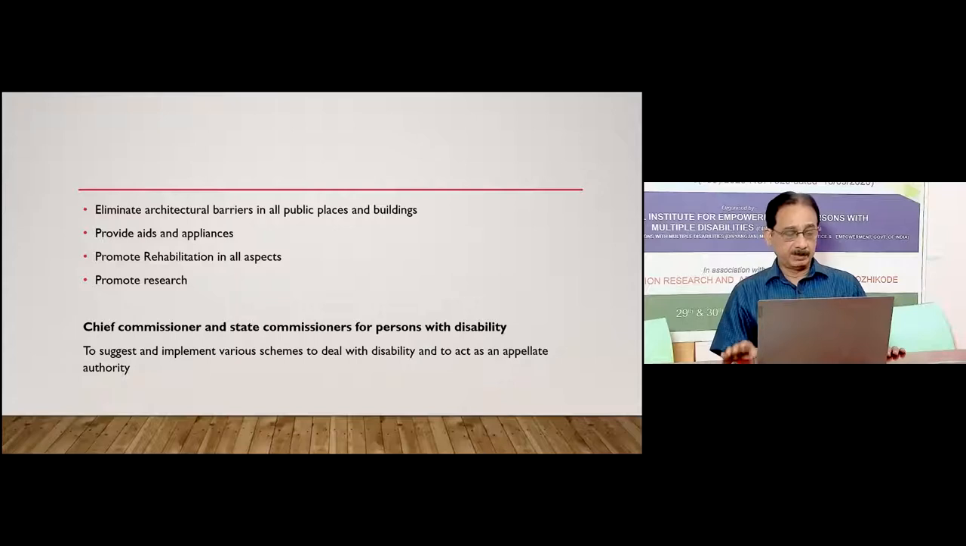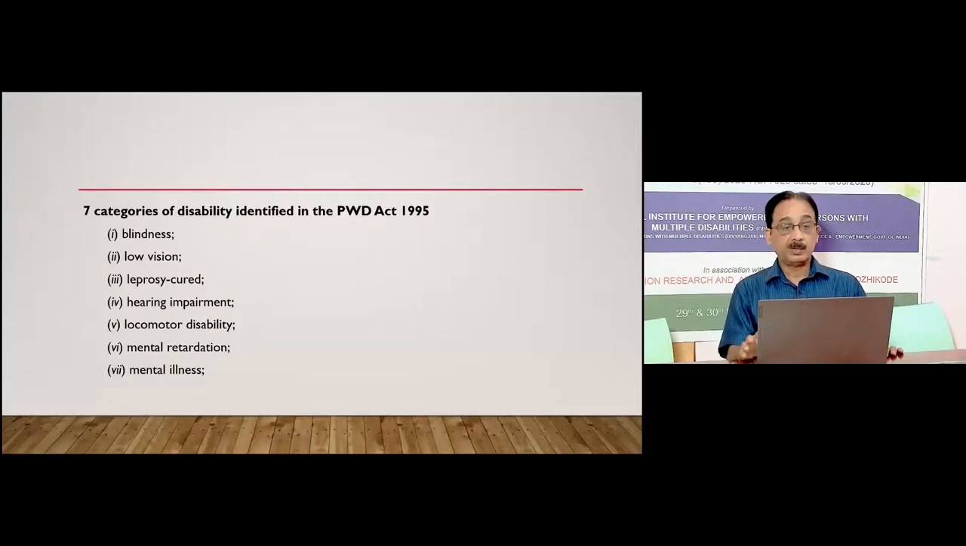It also aims to promote rehabilitation in all aspects and to promote research. Under this act, there are certain officials designated to implement the various schemes and to act as an appellate authority for persons with a disability. There is a chief commissioner at the national level and state commissioners in every state. Then there are 7 categories of disabilities identified in the PWD Act 1995. They are blindness, low vision, leprosy cured individuals, hearing impairment, locomotor disability, mental retardation, and mental illness.